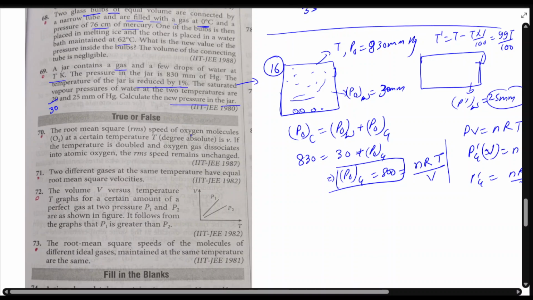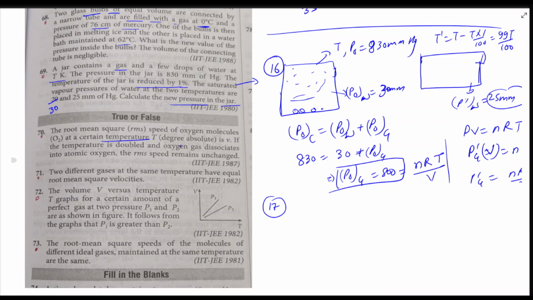Let's move on to our 17th question. These are just true false questions. So we write it here. The RMS velocity of oxygen at a certain temperature T is V. If the temperature is doubled, oxygen gas dissociates into atomic oxygen.